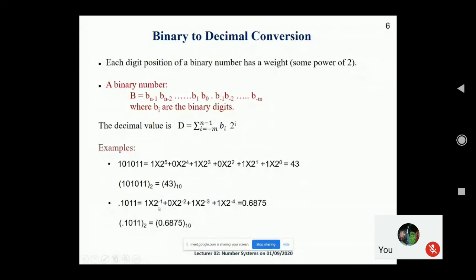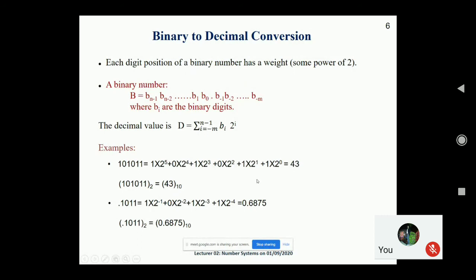So see here, b_i. Because this is the fractional part, we are not going right to left, we are going left to right. So the first b_i is 1, so we are using 2 to the power minus 1. The second one is 2 to the power minus 2. Something like that. This is the fractional part.